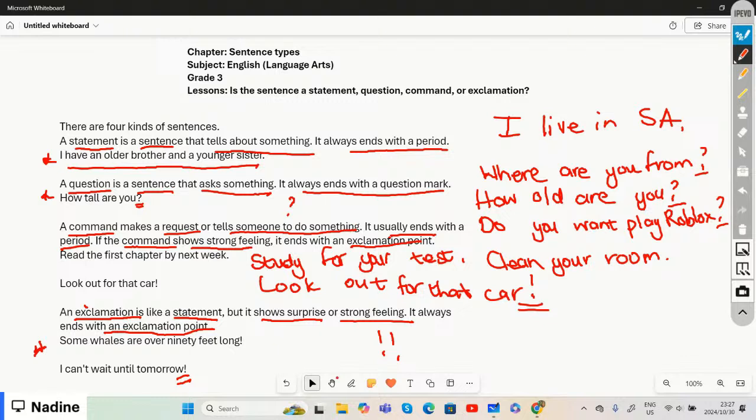The next one is a question. And a question is a sentence that asks questions. And if somebody asks questions, you are expecting a response. And a question always ends with a question mark.